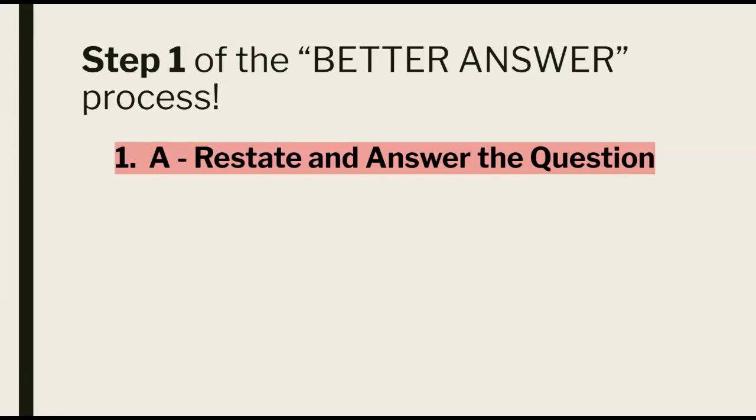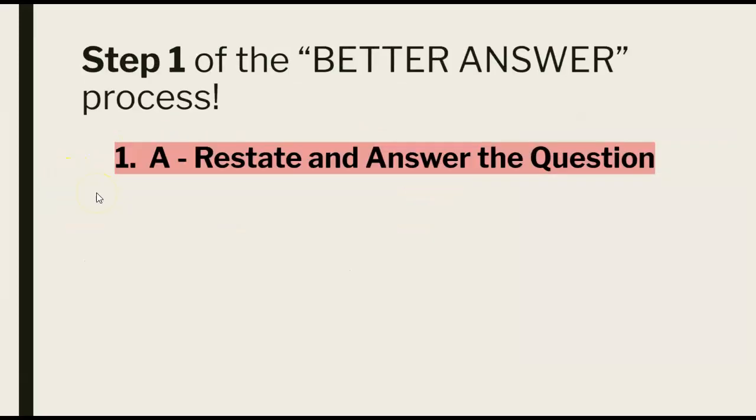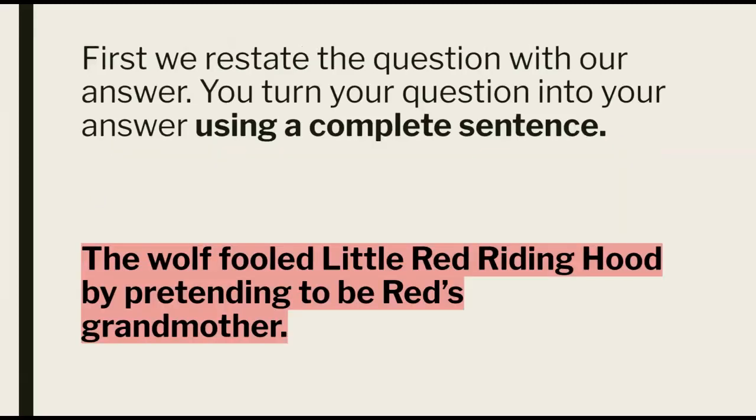Remember, step 1 is to restate and answer the question. Once again, that question was, describe the actions the wolf took to fool Red Riding Hood. Use examples from the text to support your answer. So when we are restating and answering, all we're doing is taking the question and we are making it part of our answer in a complete sentence. So it might look something like this. The wolf fooled Little Red Riding Hood by pretending to be Red's grandmother. We saw that in the story. We saw some of the different things that the wolf did to try to pretend to be her grandmother.